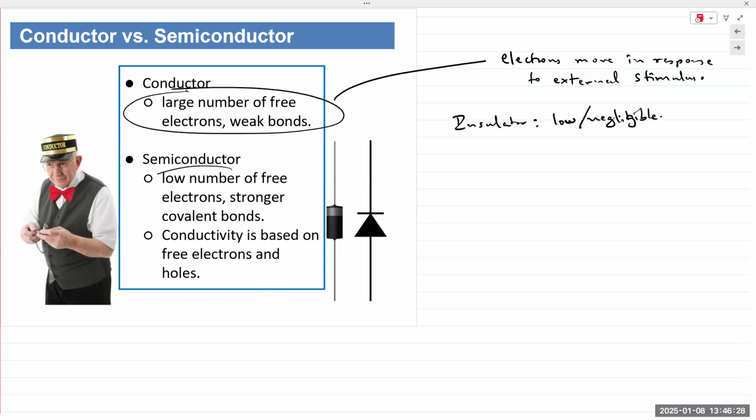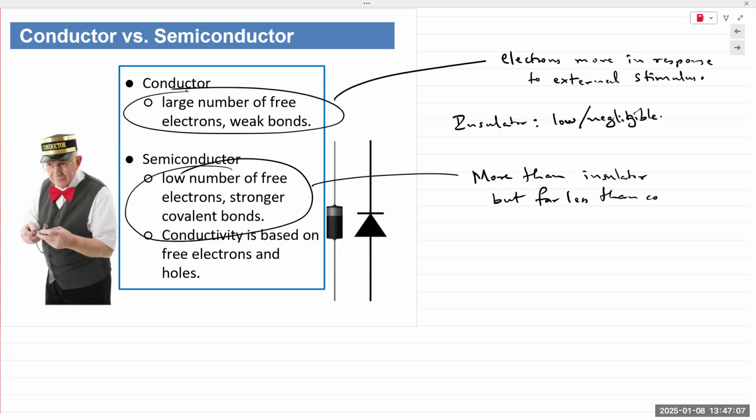And then we have the semiconductor. A semiconductor will have a low number of free carriers, but not as much as a conductor. It'll have enough to conduct electricity under the right conditions, and even then it would be a push. So more than an insulator, but far less than a conductor. The conductivity is based on the number of electrons and holes, and we'll talk about that shortly too.